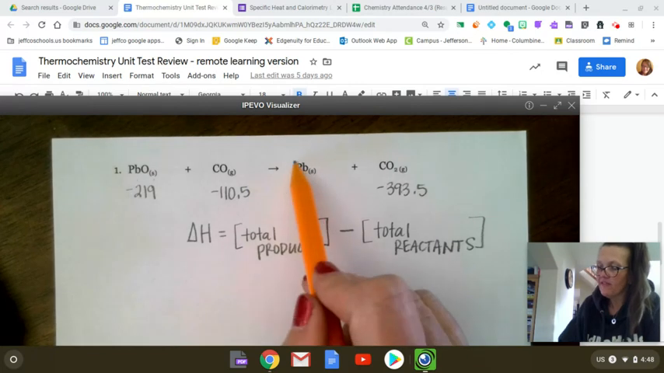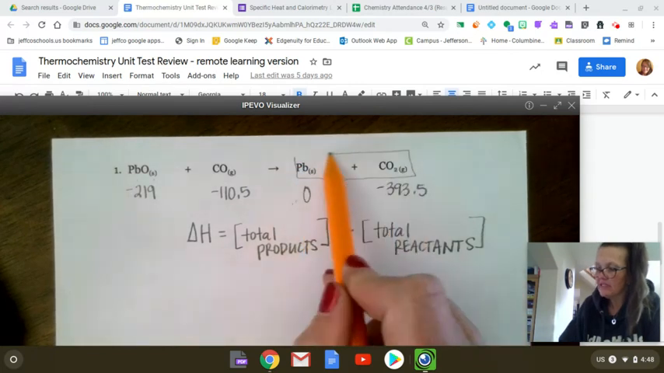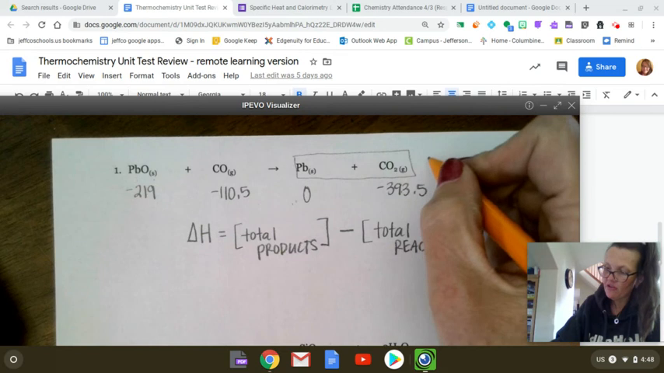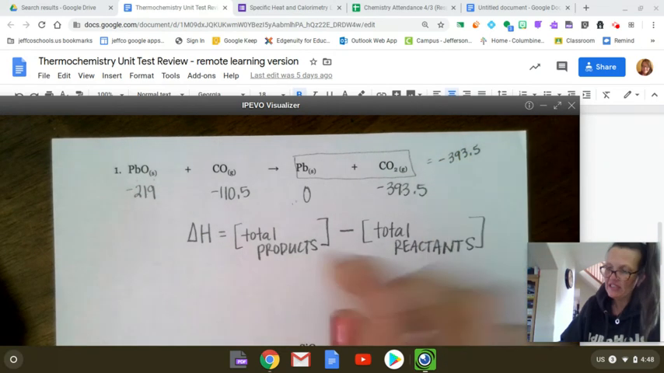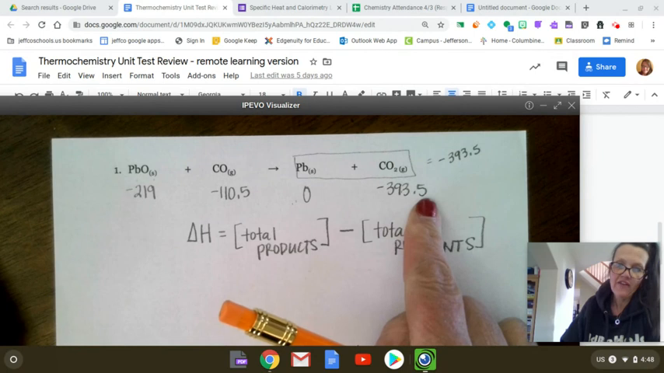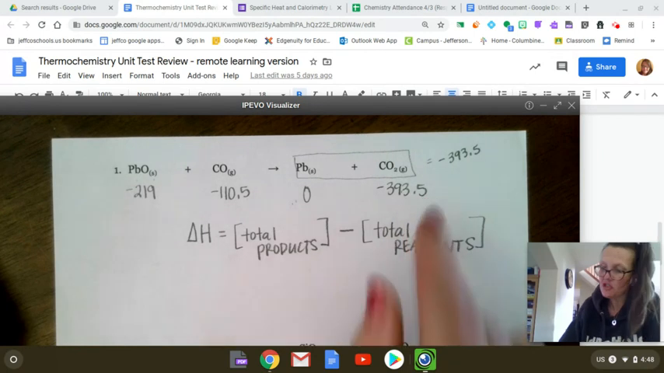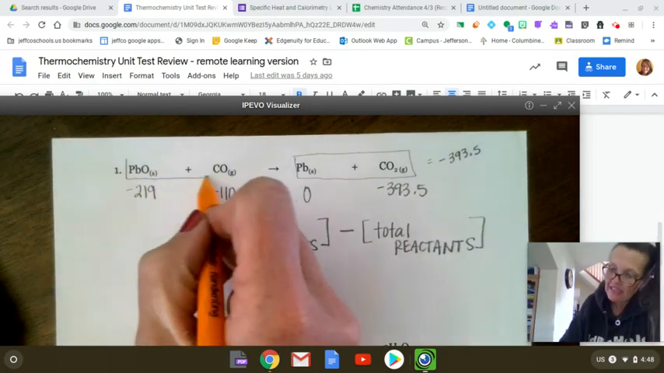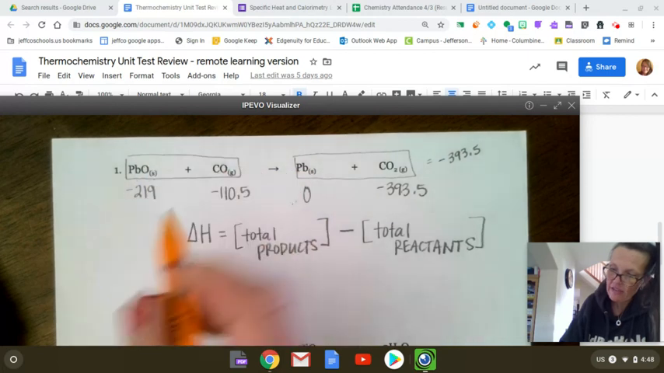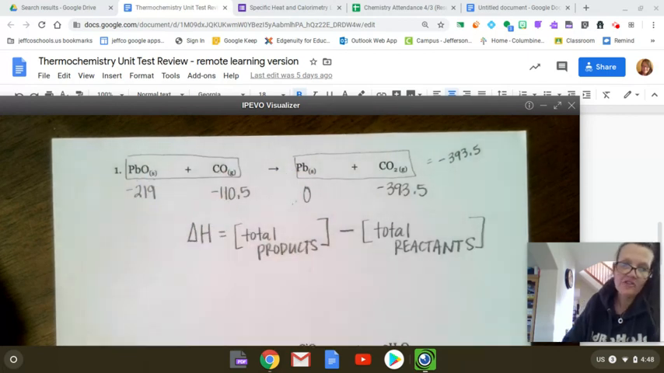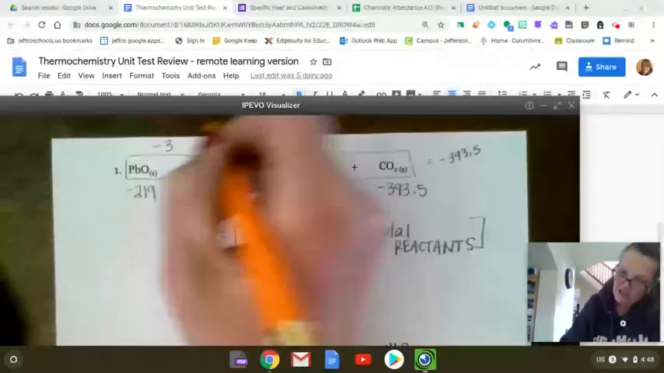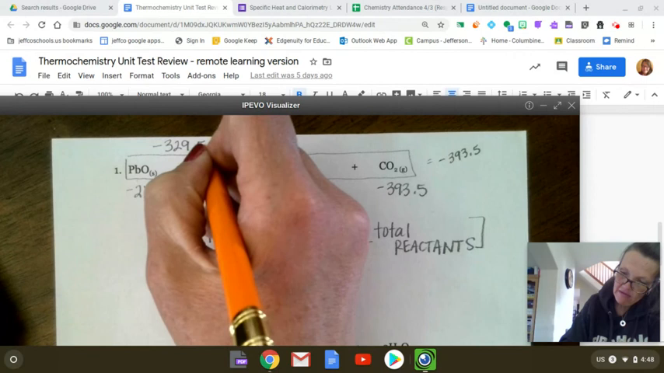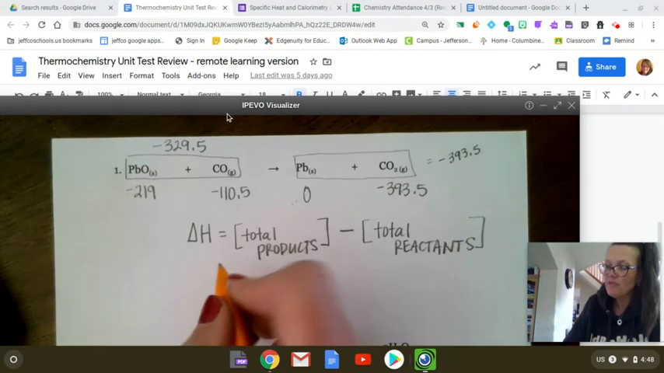So for the product side, my total value is going to be equal to negative 393.5, since it's 0 and 393.5. And of course, we all remember that total means addition. Then for my reactant side, the total is going to be those two numbers added together. So negative 219 plus negative 110.5 would be negative 329.5.